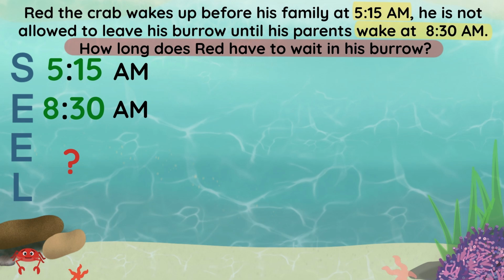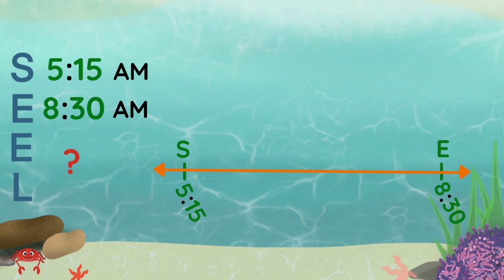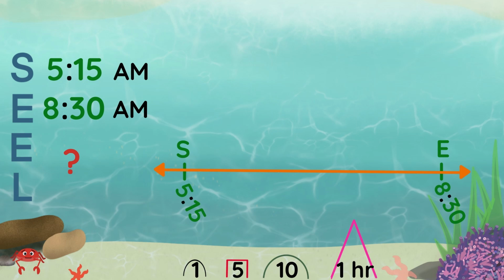Next, we will draw a number line to find the elapsed time. First, we will label the start and end time. Now that we have done that, we will need to find the time in between. To guide our thinking, we will use the mountain, hill, rock, and pebble chart. The pebbles represent 1 minute, rocks represent 5 minutes, hills represent 10 minutes, and mountains represent 1 hour. Using this chart, we can do time hops until we reach 8:30.